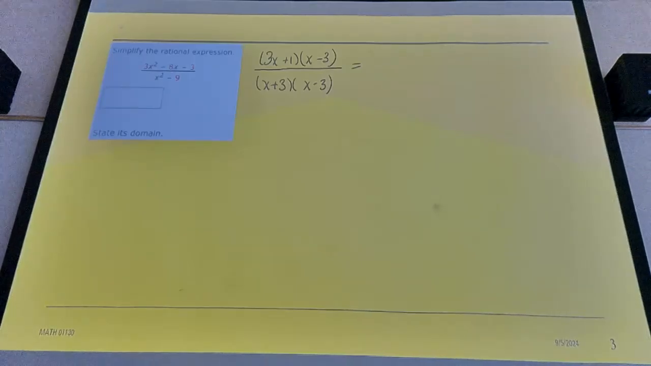How would that simplify? You could cancel out the exponent. And you're left with what? 3x plus 1 over x plus 3. Is that a true statement? So remember, to be a true statement, it has to always be true. You can't have a negative x. Why can't you have a negative x?